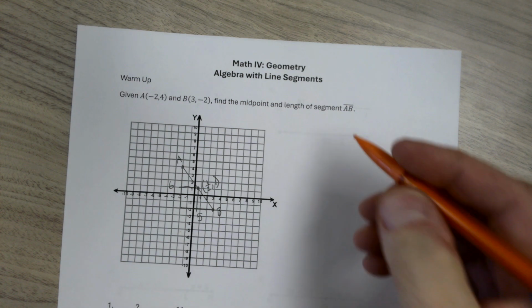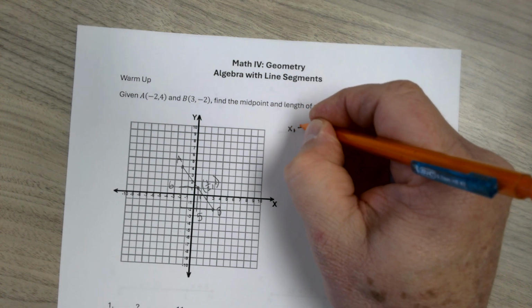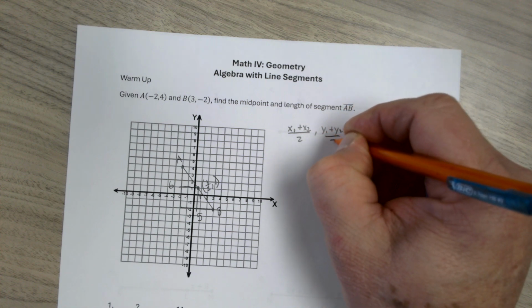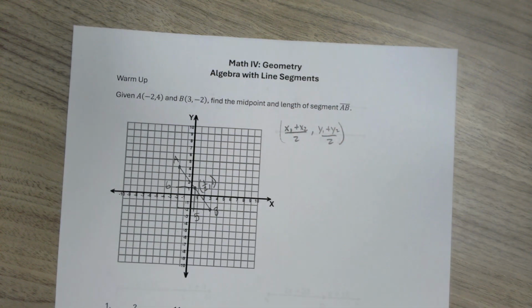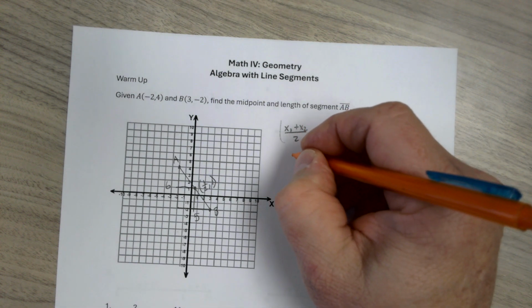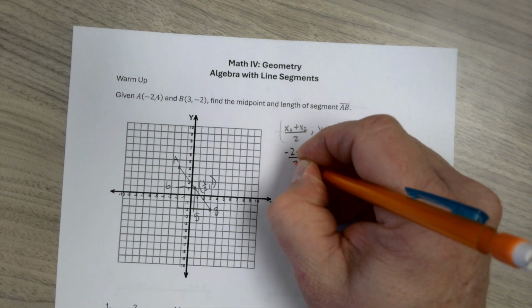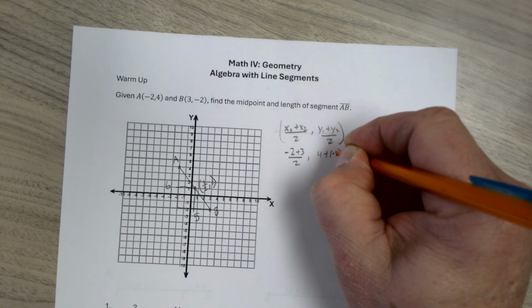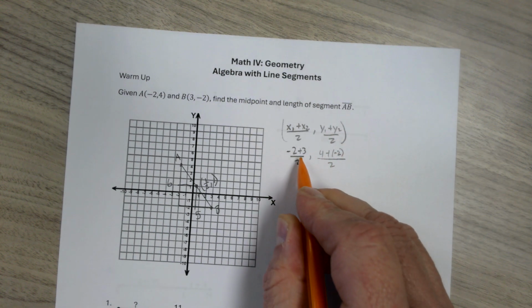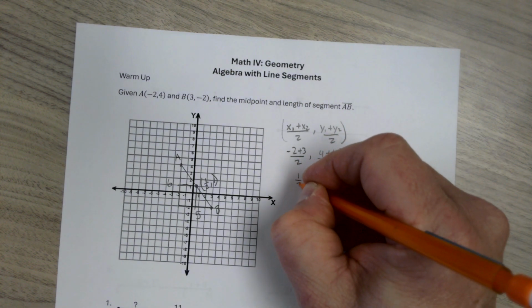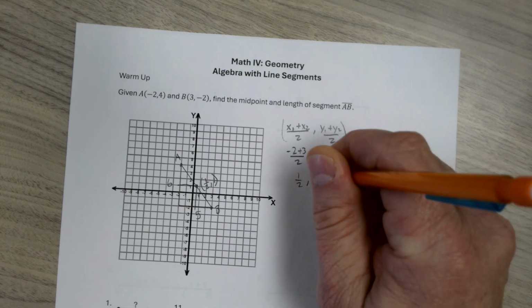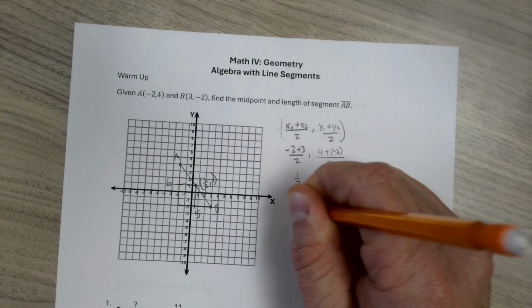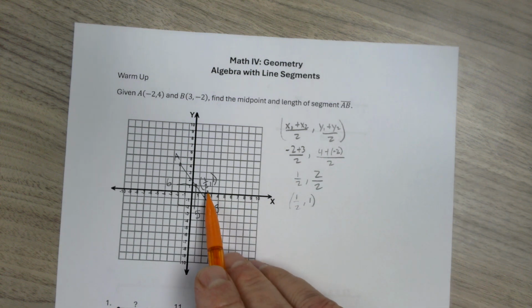We could also do that using the formula x sub 1 plus x sub 2 over 2, y sub 1 plus y sub 2 over 2. In other words, we would just find the average of the x and y values. So this would be -2 plus 3 divided by 2, and this would be 4 plus -2 divided by 2. If I add those together, I get 1 over 2, which is 1/2. If I do this, I get 2 over 2, which is 1. So 1/2, 1, which is the same answer that I got here graphically.